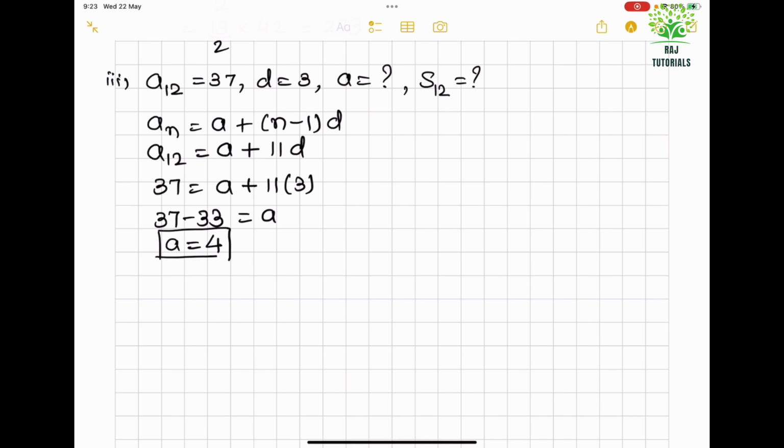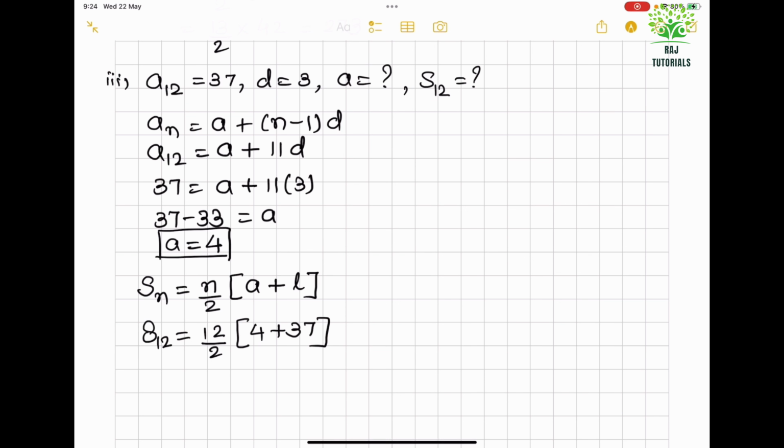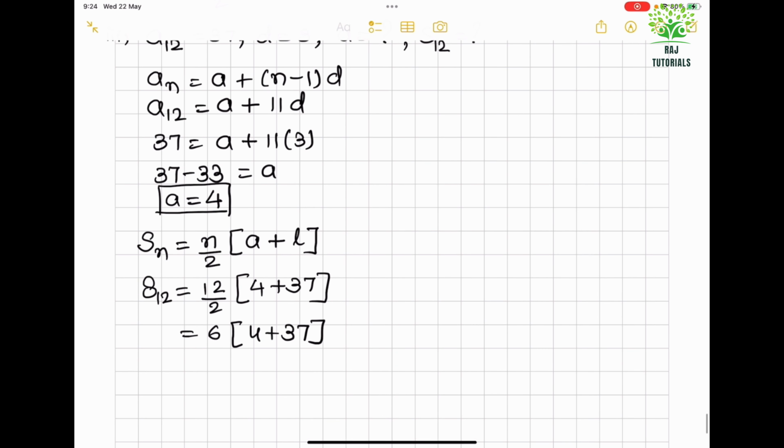Now I got value of a. I have to find S12. So Sn equal to n by 2 into a plus l, that is last term or an. Here last term is a12. So S12 equal to 12 by 2 into a is 4 plus last term is given to me as 37, that is a12. So 6 into 4 plus 37. So that is coming as 246.